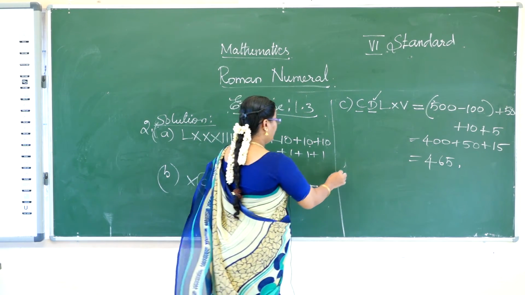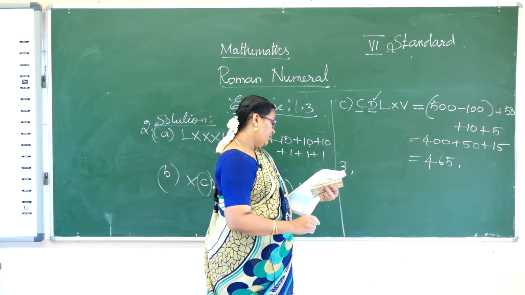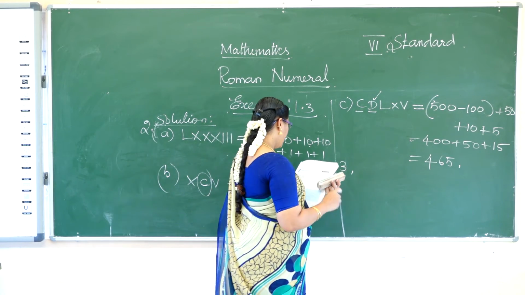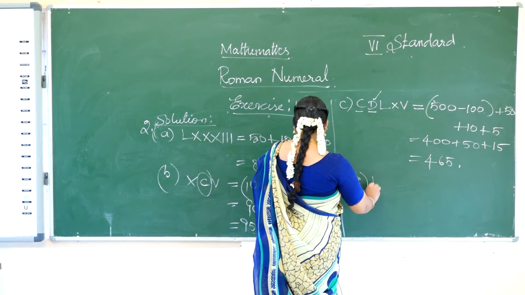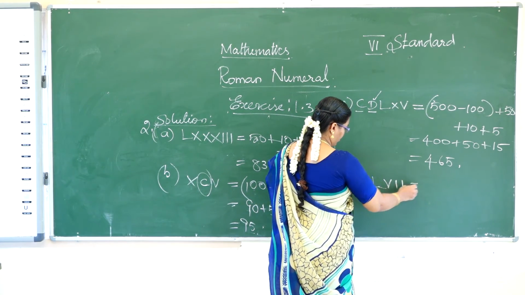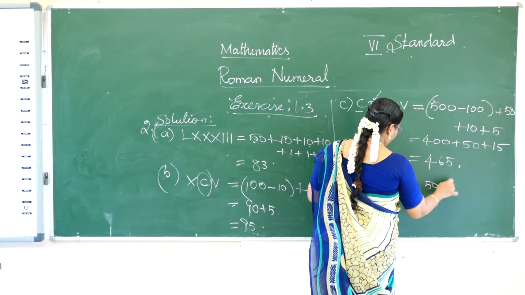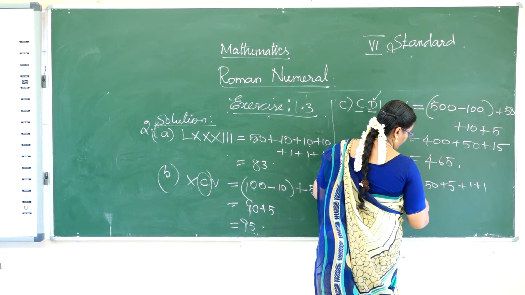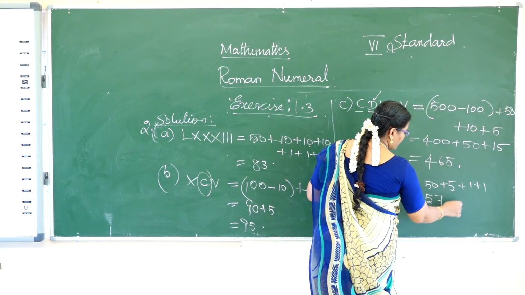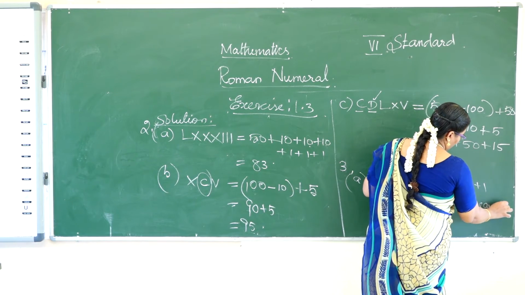And the third one: classify the following numbers as meaningful or meaningless. Just write meaningful or meaningless. The first one is LVII. L value is 50, V is 5, II is 1 plus 1. So what is the value? 57. So it is meaningful.